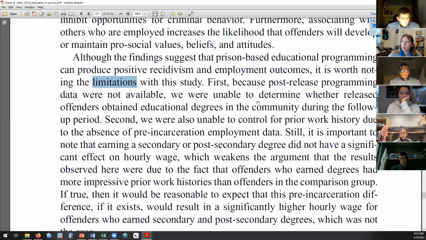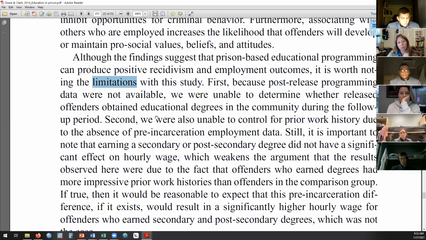So they're unable to determine if people that were released obtained a degree while they were following up on them in the community. So say I'm in the control group, right? I'm one of those Minnesota prisoners that was released and I didn't receive an education while I was there. During the follow-up period, if I got an education, that's what they can't control for. So that's what they're saying here.